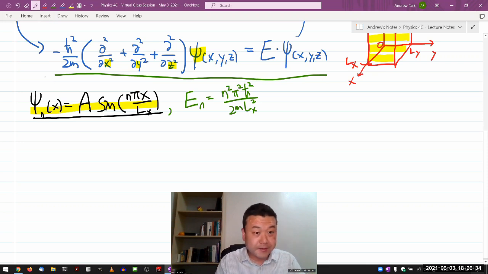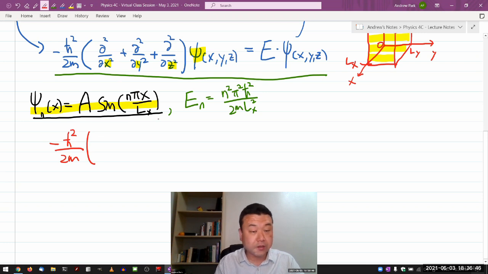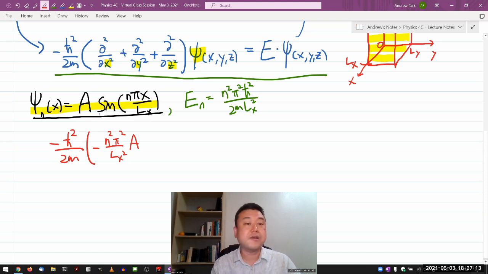So let me just plug this in. If you plug this in here, this is what you see. You have minus h bar squared over 2m. And I'm just going to replace these derivatives with what you get when you take the derivatives. You get what I was describing earlier, minus those two factors from the chain rule, n pi squared over Lx squared, and you get A times, I already wrote down the minus, derivative of sine is cosine, derivative of cosine is minus sine, so sine of n pi x over Lx.